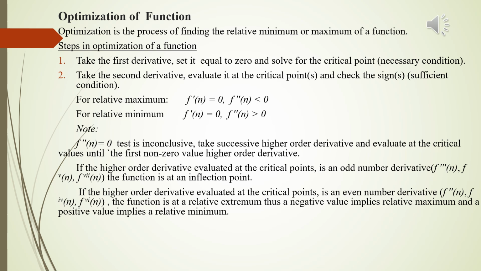For relative maximum, f prime evaluated at the critical value must be equal to 0, and f double prime evaluated at the critical value must be less than 0. For relative minimum, the first derivative must be set to 0 in order to get our critical value, and f double prime evaluated at that critical value must be greater than 0.